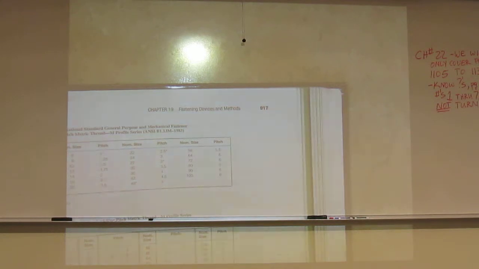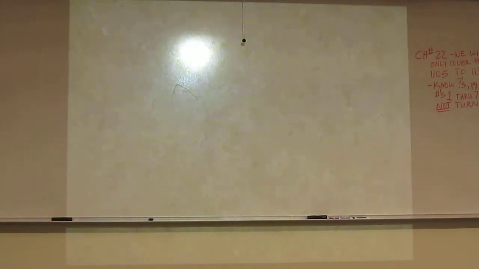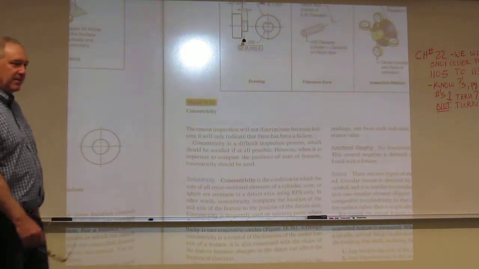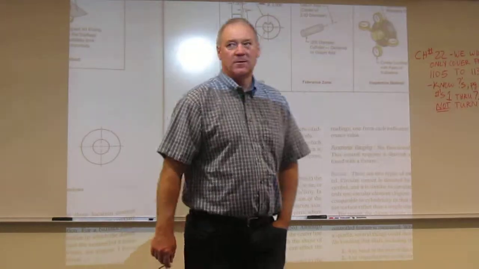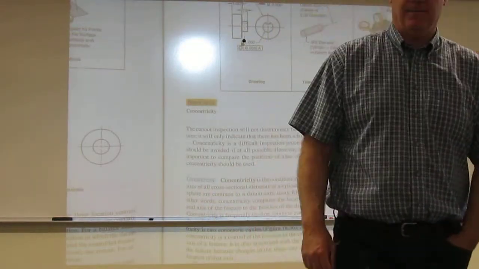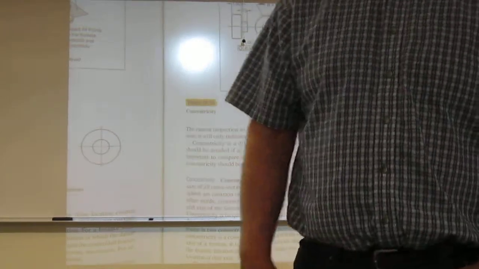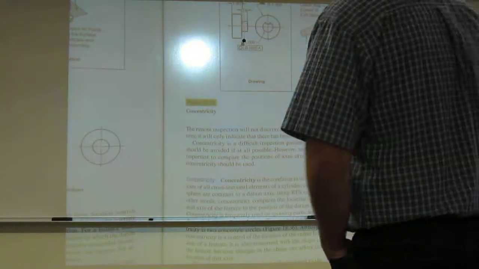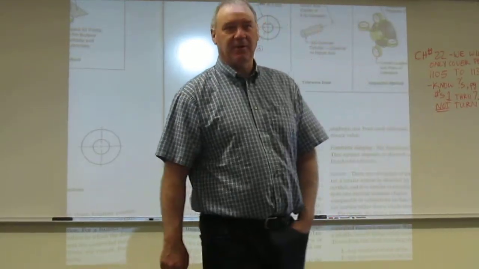Any questions on chapter 19 that I didn't cover? Okay, the last thing we did was 18, GDT. Geometric dimensioning and tolerancing. Controlling variations in the geometric form. That's really what you're doing here. Controlling variations in the geometric form. It is really meant to make parts more accurate yet cheaper.